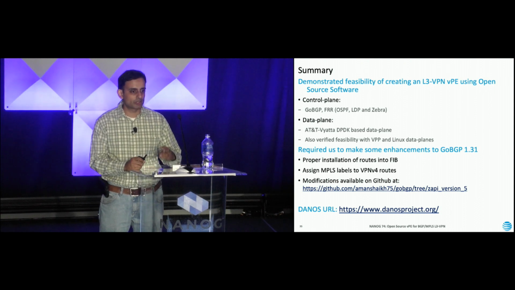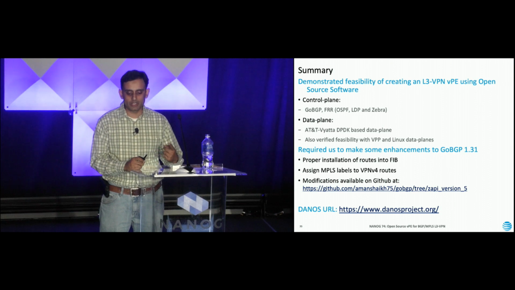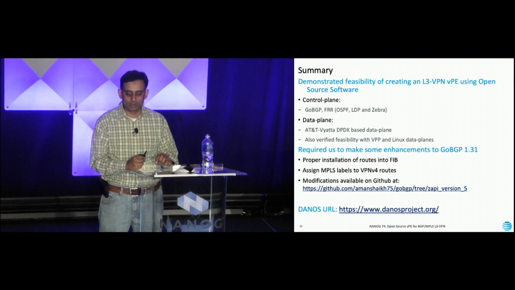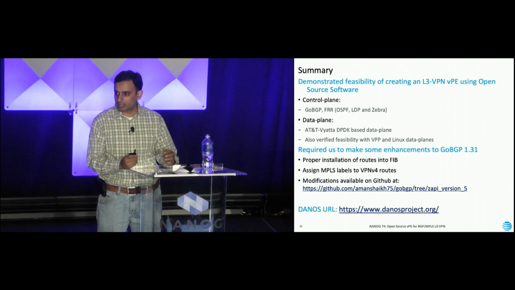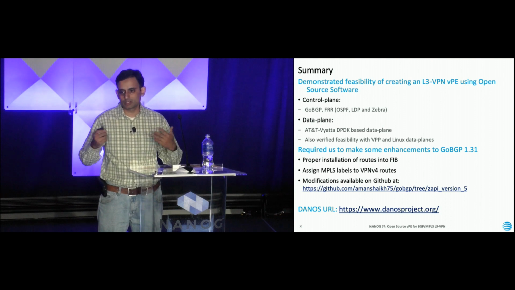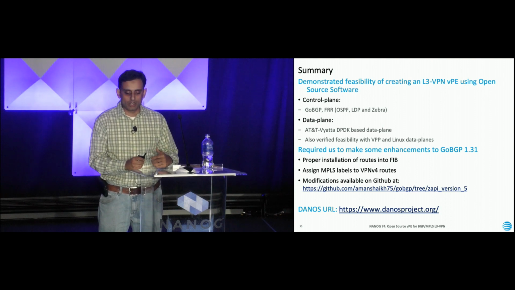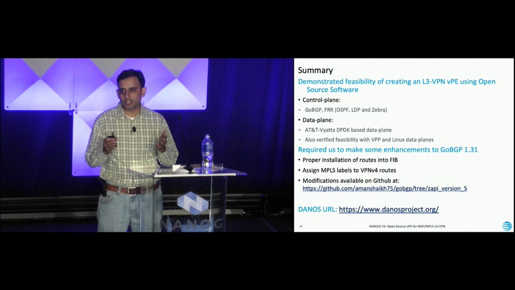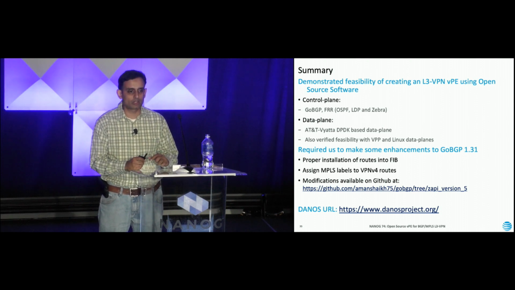For the data plane, we used three distinct data planes. One is AT&T's Vyatta data plane, which is DPDK based, but we also verified feasibility with VPP and pure Linux forwarding planes. This required us to make enhancements to GoBGP, so things didn't work straight out of the box. In particular, we had to make modifications which dealt with how routes are installed into the forwarding table, how MPLS labels are assigned to VPNv4 routes, etc.